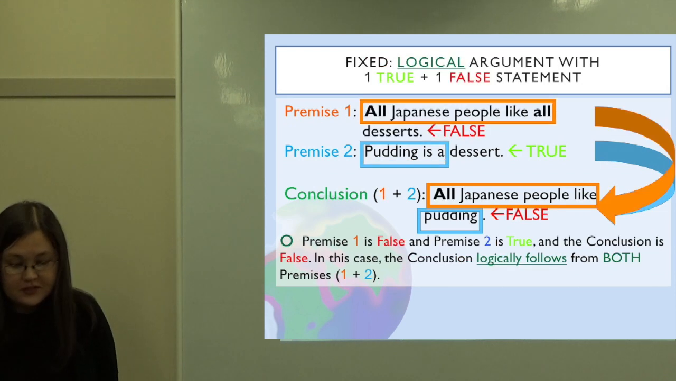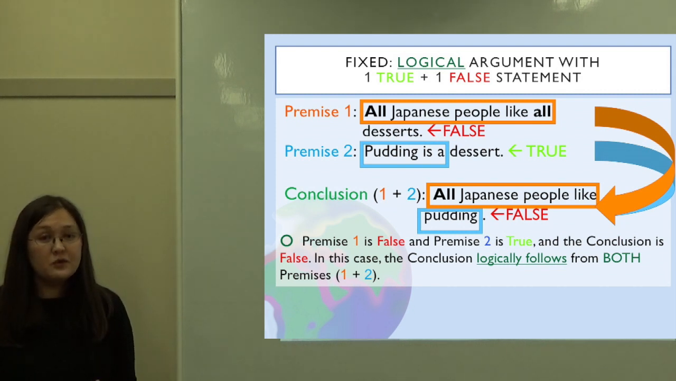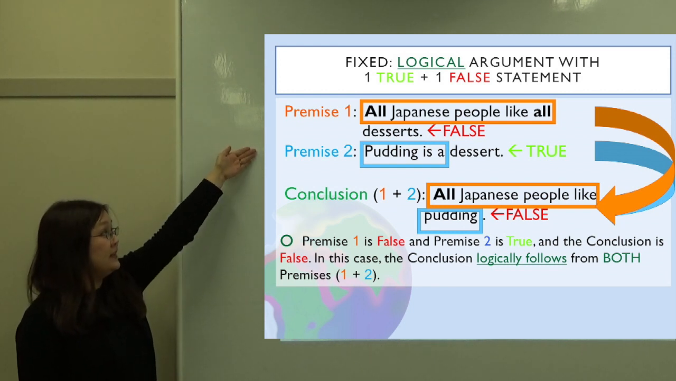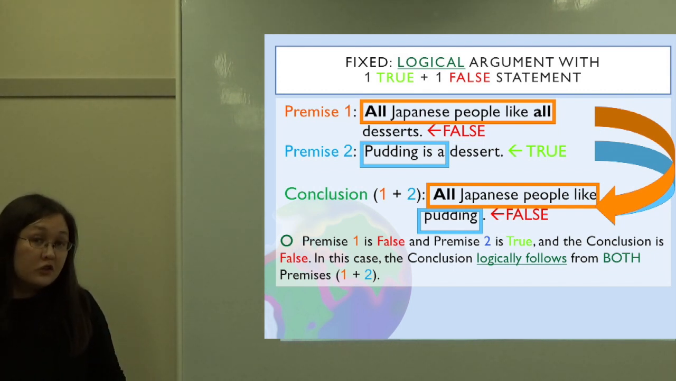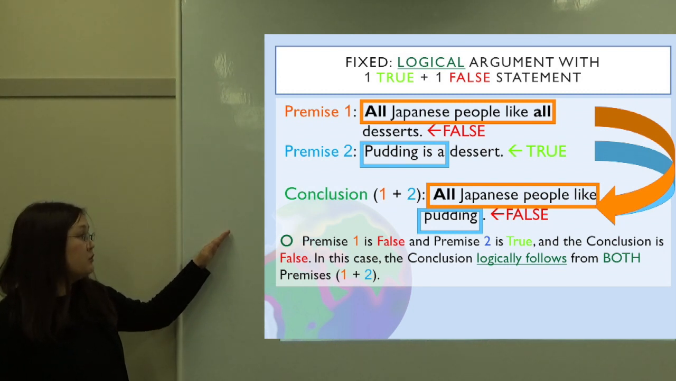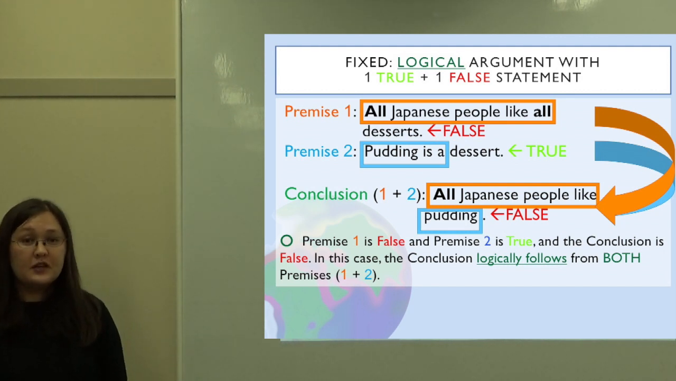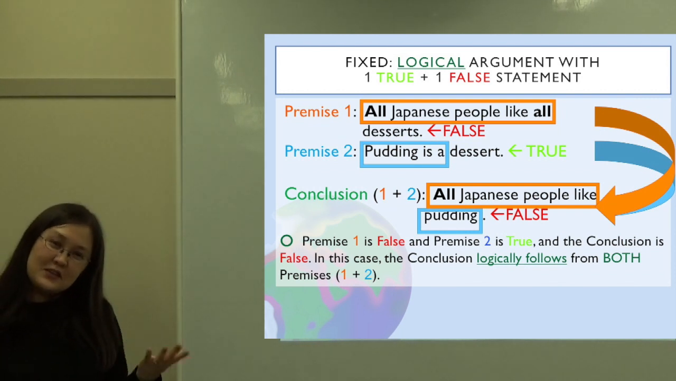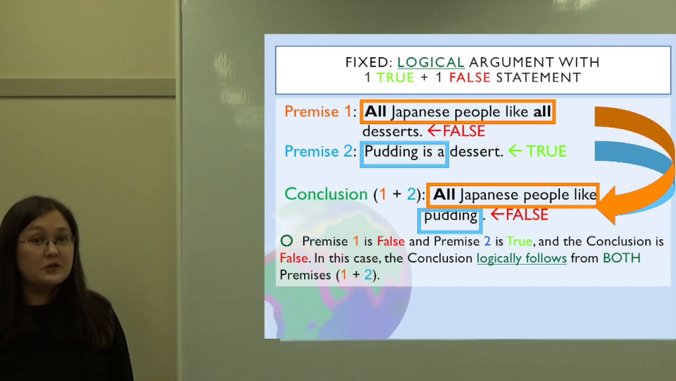In order to fix this into a logical argument, we need to use the word all. So we're talking about all Japanese people and all desserts. If we do that, then we know pudding is included in premise 1. Because pudding is a dessert, if Japanese people like all desserts, then clearly they must like pudding. So in that case, if we have all, then we would be able to make a logical conclusion of 1 plus 2. It follows the rules of logic. We were able to fix the logic but actually our conclusion is false. So this one was not so easy to deal with as compared to the spring flowers example.